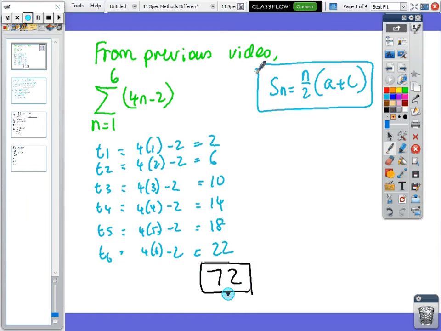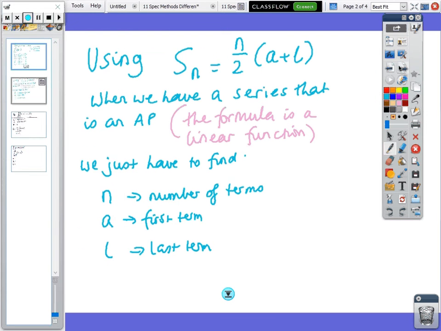So in the previous video, we had the sum from n equals 1 to n equals 6 of 4n minus 2, so t1, t2, t3, t4, t5, t6. Again, the pattern goes up by 4 because that's the coefficient. And when we added the numbers up, we got 72. So you don't need to copy that down because you've done that before, but come across when you're ready.